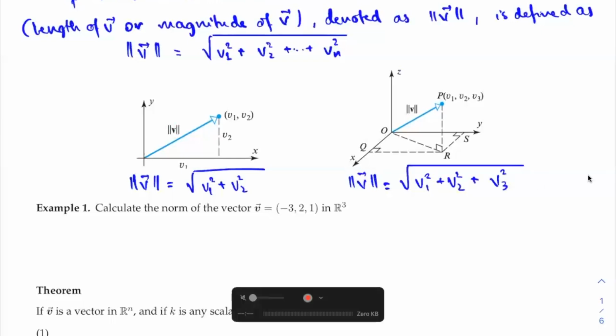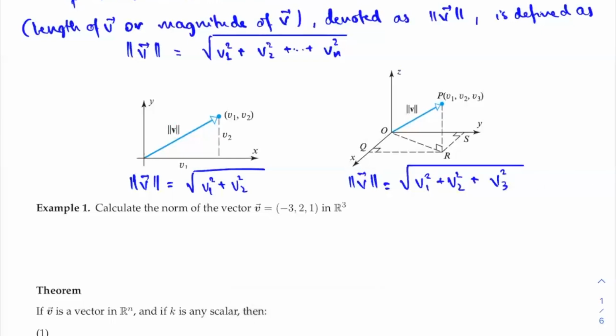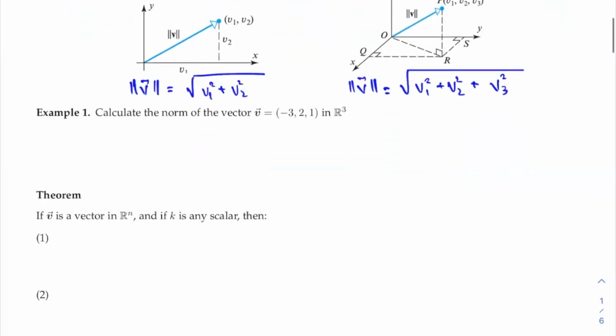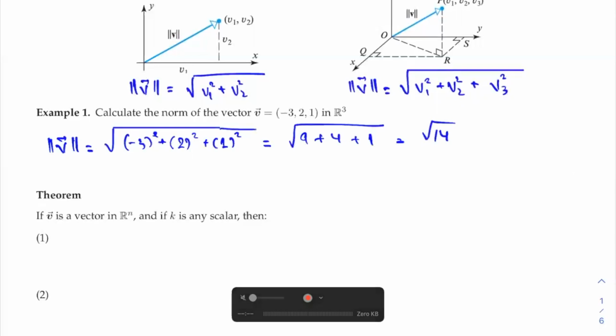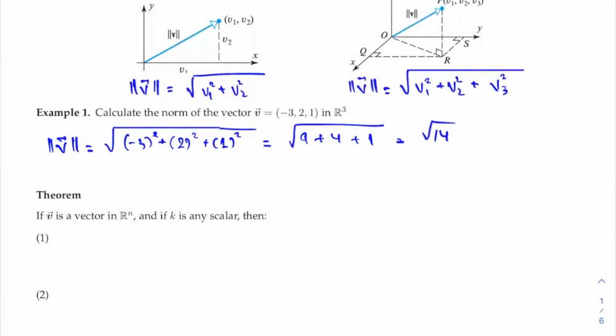Now, more specifically, let's take a look at the vector of the form -3, 2, 1. If you calculate the norm of the vector, again, in our context, this is the length or the magnitude of the vector. So when you calculate the norm of the vector, you have that this is equal to square root of -3 square plus 2 square plus 1 square. And this is equal to 9 plus 4 plus 1, and this is equal to square root of 14. So because this is the magnitude or the length, the answer has to be in the positive number. All right, so very quick, right? It's very easy to do the calculations related to the norm or the length of a vector.